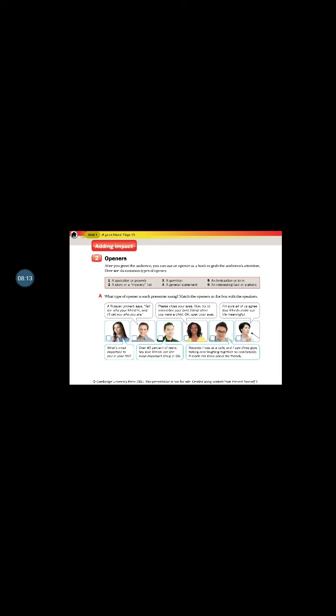And it says 2A, what type of opener is each presenter using? Match the openers in the box with the speakers. So you know, a Russian proverb says, tell me who your friend is and I'll tell you who you are. Please close your eyes. Now try to remember your best friend when you were a child. Okay, open your eyes. I'm sure all of us agree that friends make our life meaningful.